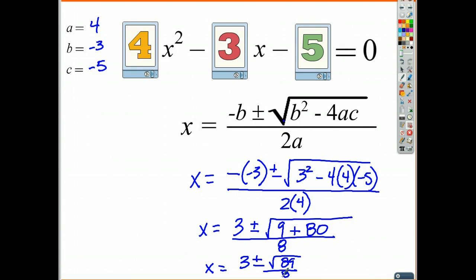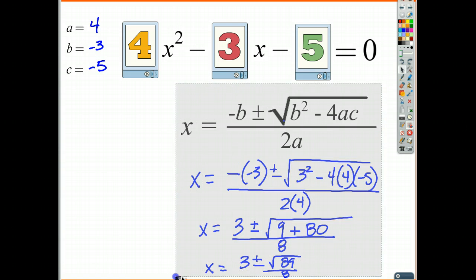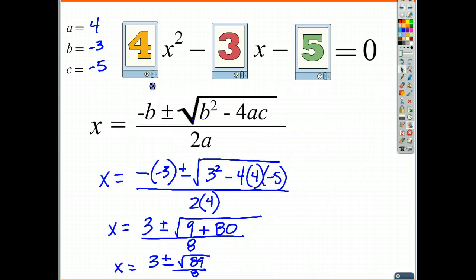Okay, now I'm going to grab all this and move it on. Oh, whoops, sorry. I'm going to grab this and move it over here.